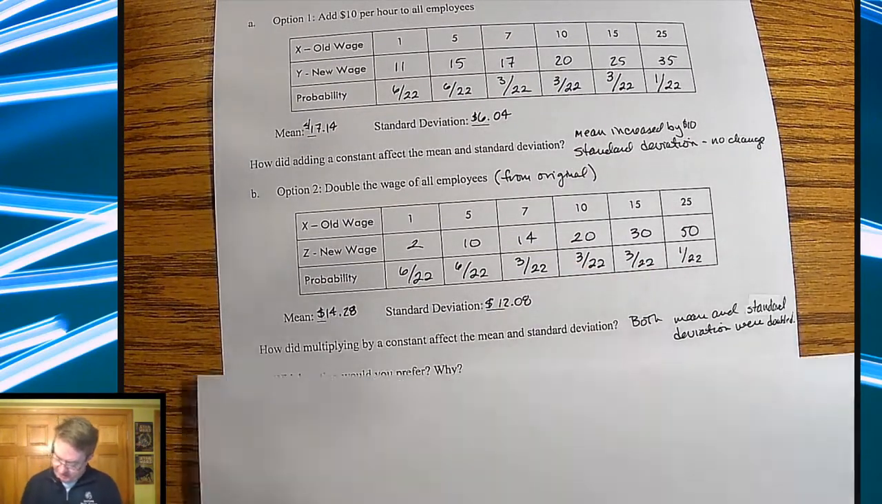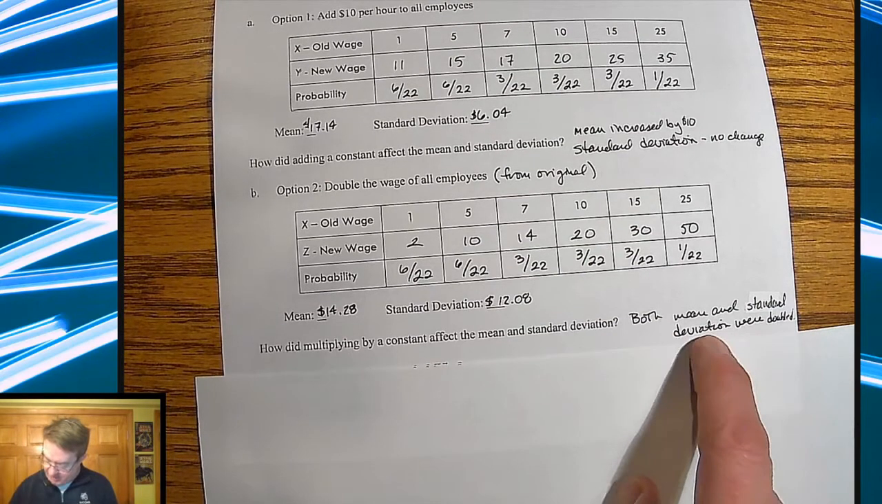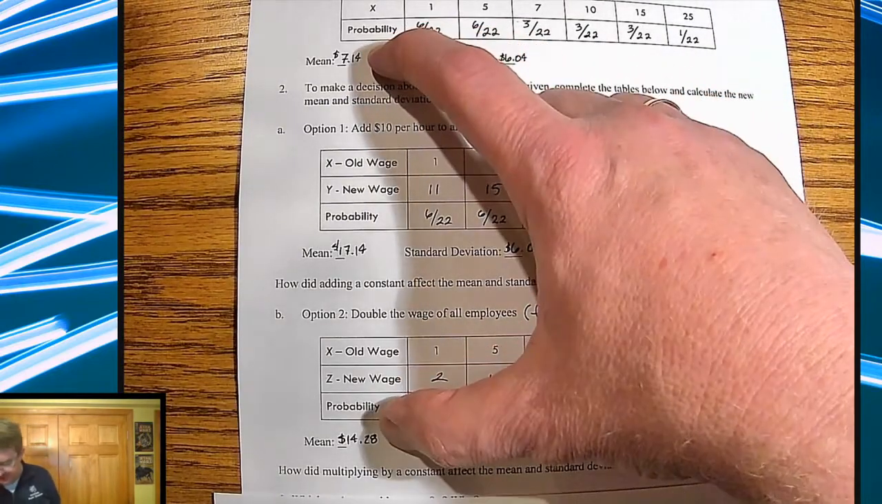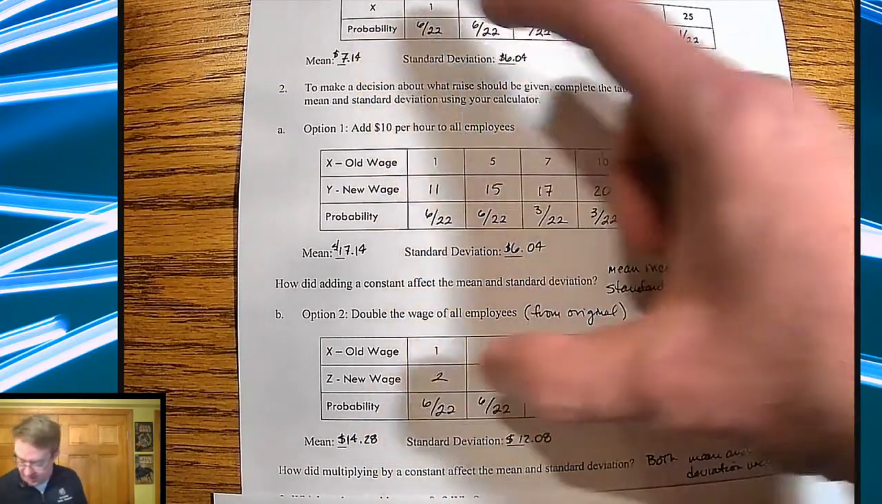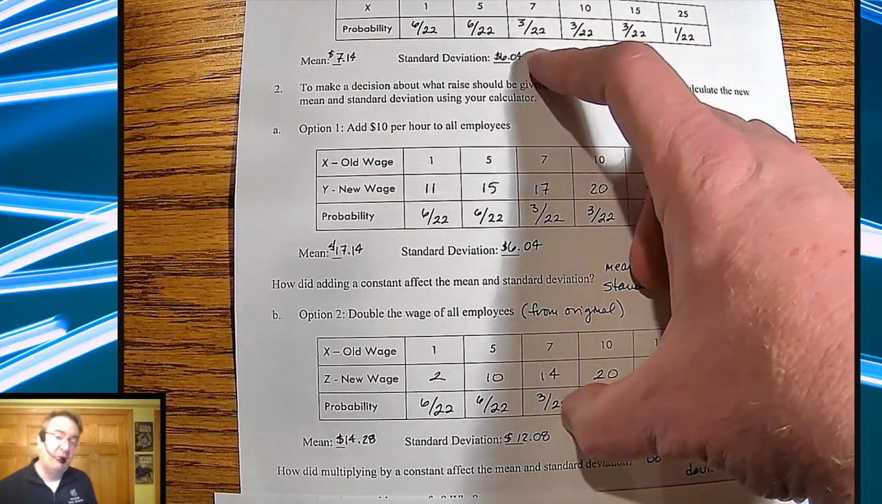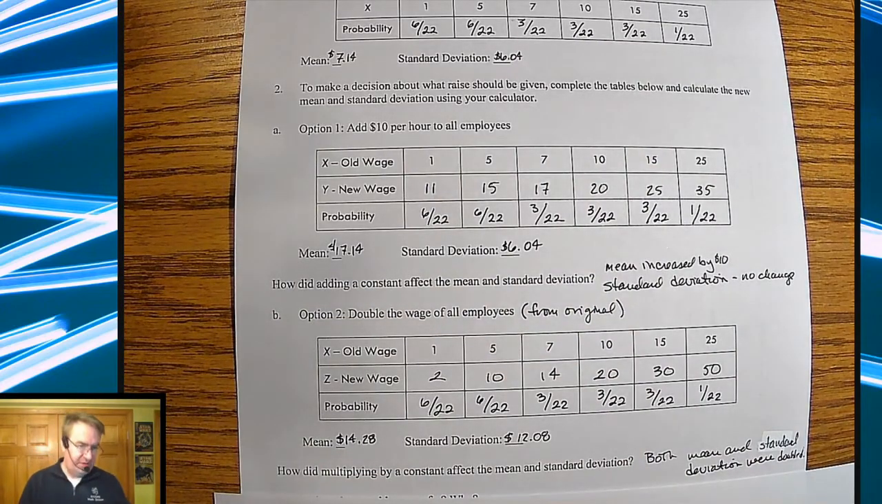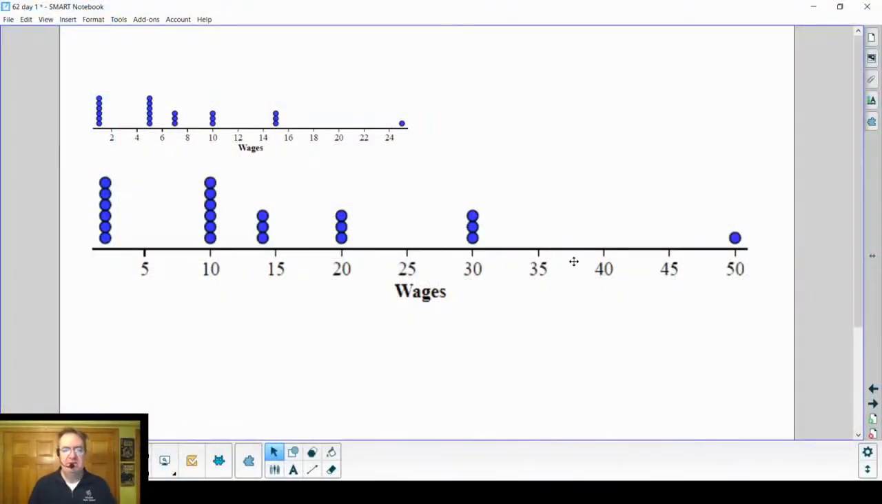Question is, how does that relate back up to the original? Well, what's going on? Both the mean and the standard deviation are multiplied. Notice 7.14 is now 14.28. That's been doubled. 6.04 has now become 12.08. That's doubled. And if we take a look over here, this is a scale model of it. So the $1 becomes $2, 5 becomes 10, et cetera. You can see this is roughly lined up where it should be. So you can see that things are now twice as spread out.